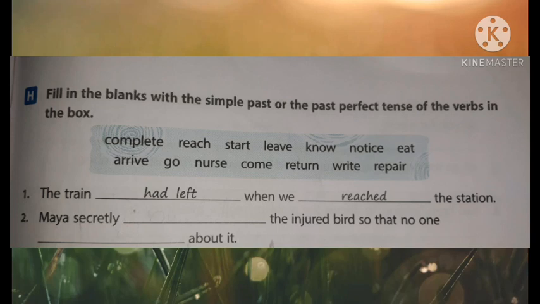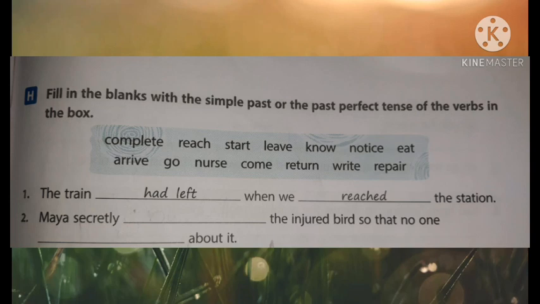First one is given as an example. The train had left when we reached the station. Here two past activities are mentioned. Which are the two activities? The train left and we reached. And here which is the first completed action? The train left. So we used the past perfect form there. The train had left when we reached the station. And for the second completed action, we use the simple past tense.